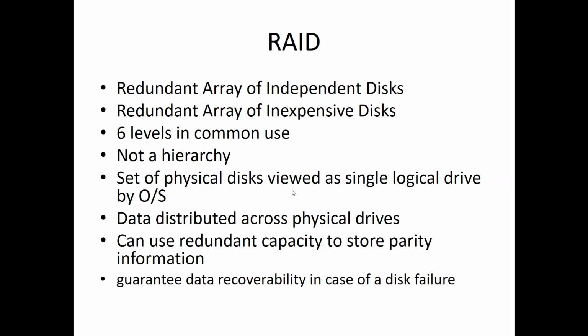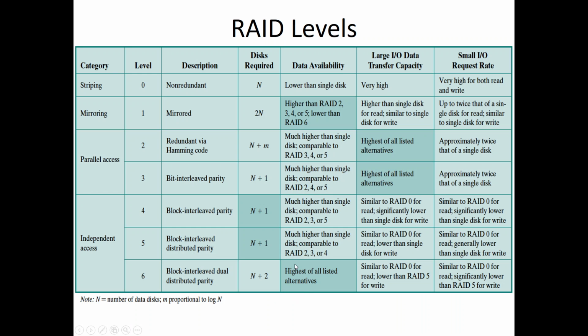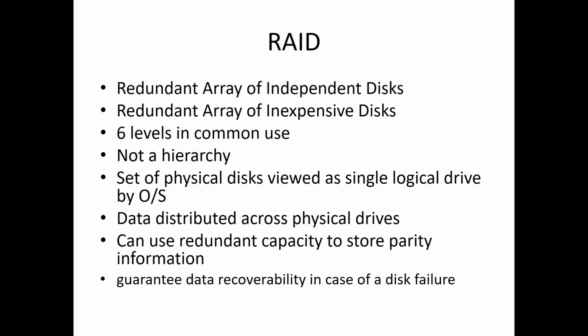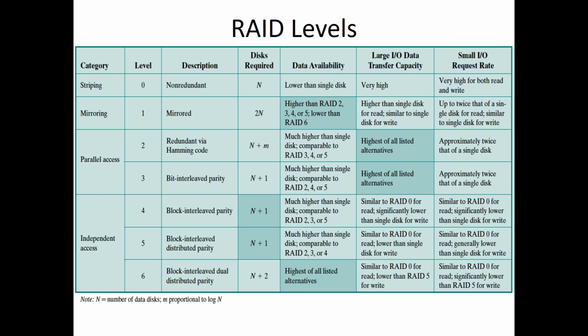RAID is a set of physical disks viewed as a single logical drive by the operating system. So the data are distributed across the physical drives of an array in a scheme known as striping, described after this. And then it can use redundant capacity to store parity information, which guarantees the data recoverability in case of a disk failure lah. So that's why kita panggil dia sebagai redundant. Okay, redundant. So we have 7 levels. Okay, 7 levels. Start from level 0 until level 6.